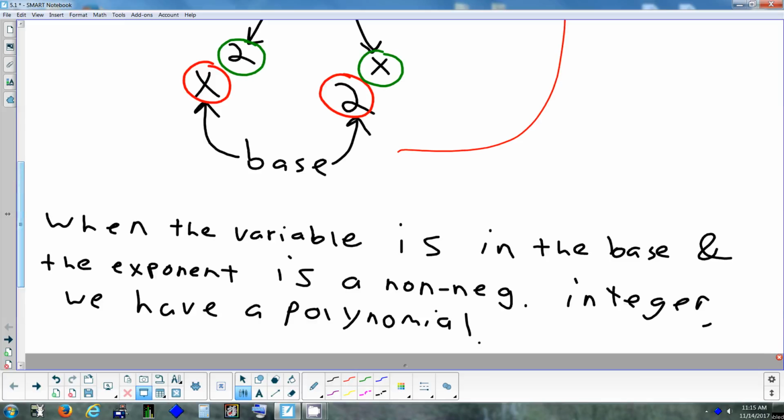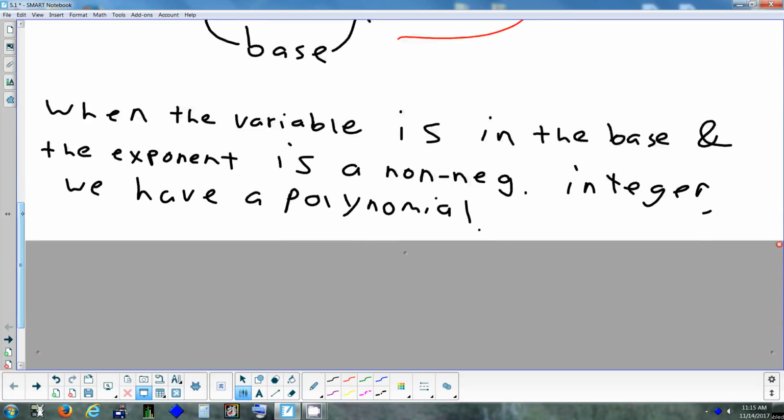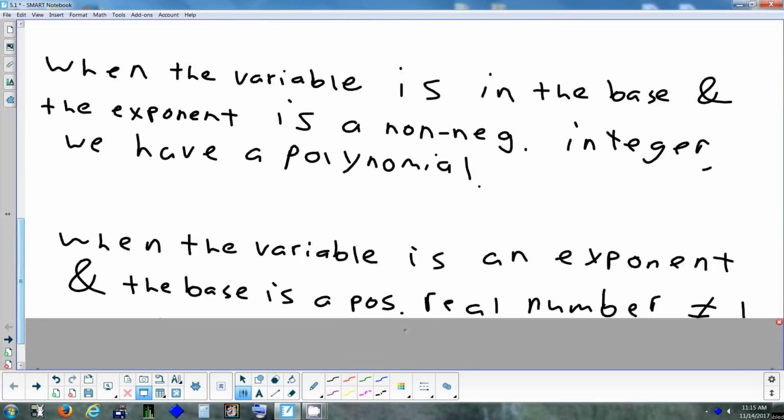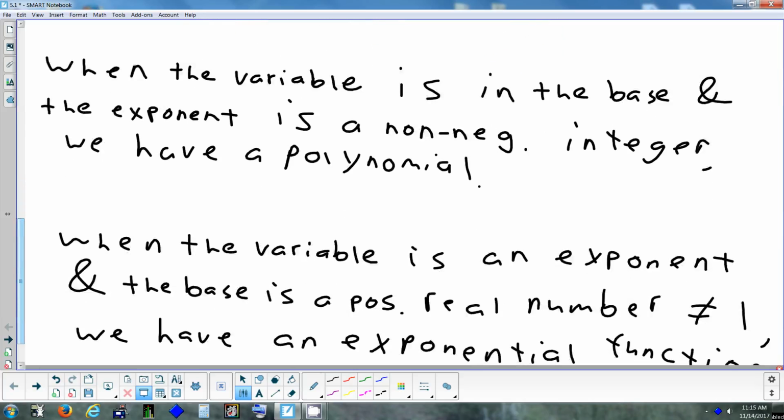Now, once you make the exponent the variable, that's when you start to get into exponentials. Okay, so now with an exponential, you've put the variable up in the exponent, and the base has to be a positive real number, but not 1. So variable as an exponent, base is a positive real number not equal to 1.